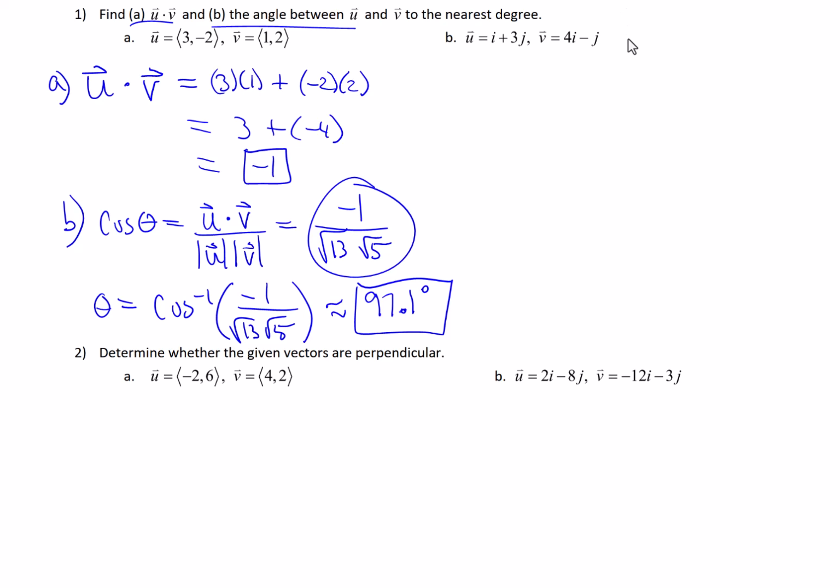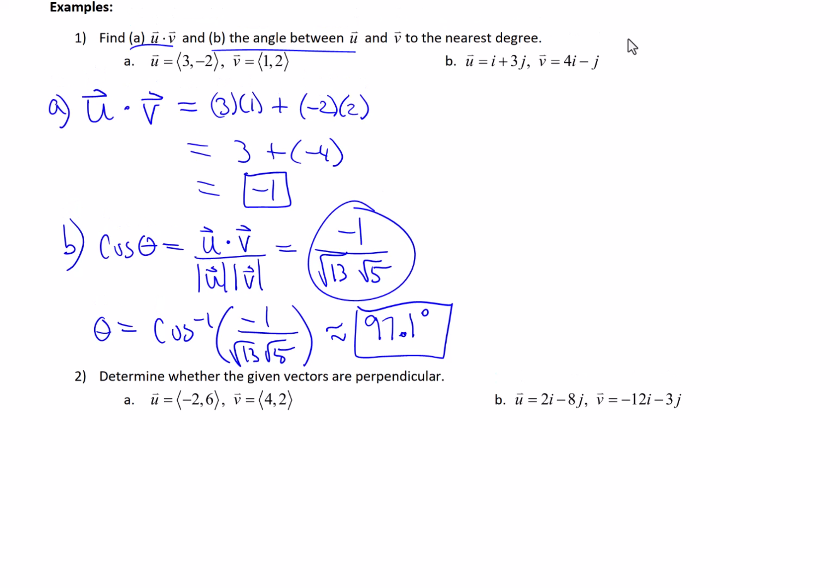Okay, let's move on to example B, still within the same problem. So this is example now 1B, same instructions, which has two parts. Of course, find the dot product and then find the angle between. But in example 1B, now they're giving us a different set of vectors, u and v, and they're not given in the component form with the pointy parentheses, but rather they're given in the ij form.